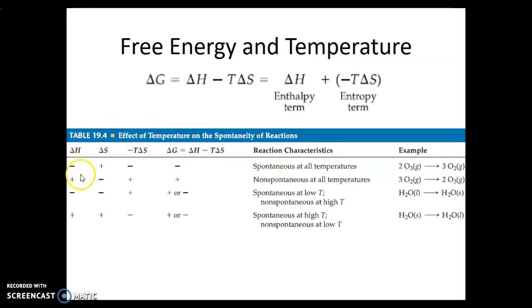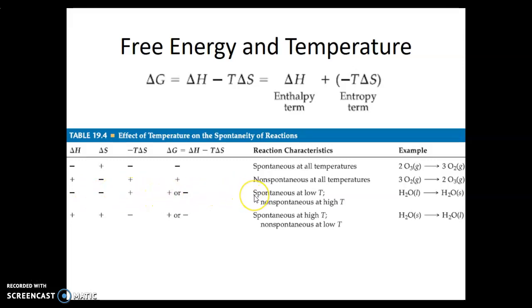If the opposite is true and you have a positive delta H, or an endothermic reaction, and you have a negative delta S, or a decrease in disorder, then you're always going to have a positive delta G, because that's the opposite of the first situation. But what happens if you have an exothermic reaction with a reduction in entropy? Well, then it's going to depend upon the temperature.